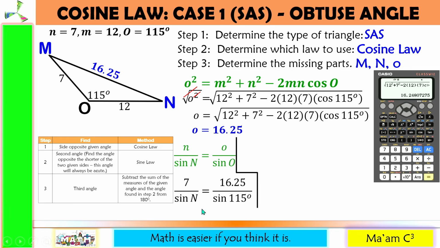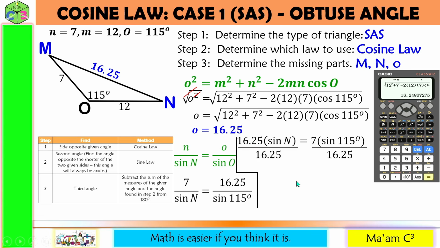16.25 times sine N is equal to 7 times sine 115 degrees. Notice that I am always writing the unknown on the left side because we are used to that. We don't need 16.25 here, so we're going to divide both sides by 16.25. These two will cancel out. So I have sine N is equal to 7 times sine 115 degrees over 16.25. I need the value of N, so I'm going to use arc sine.